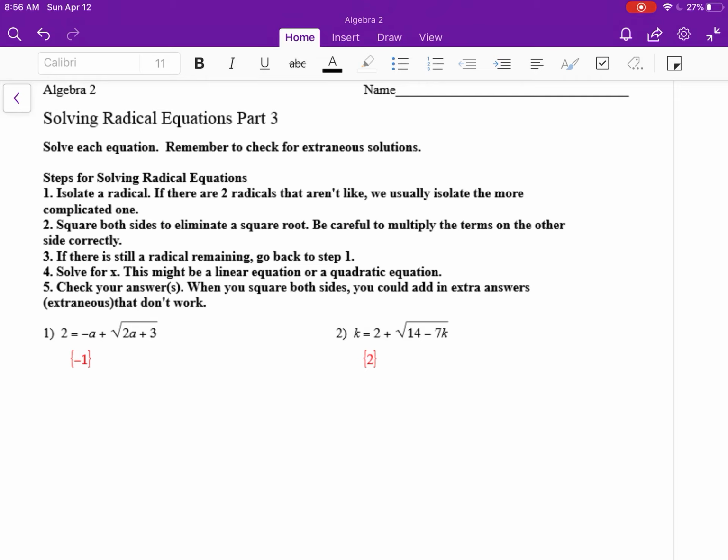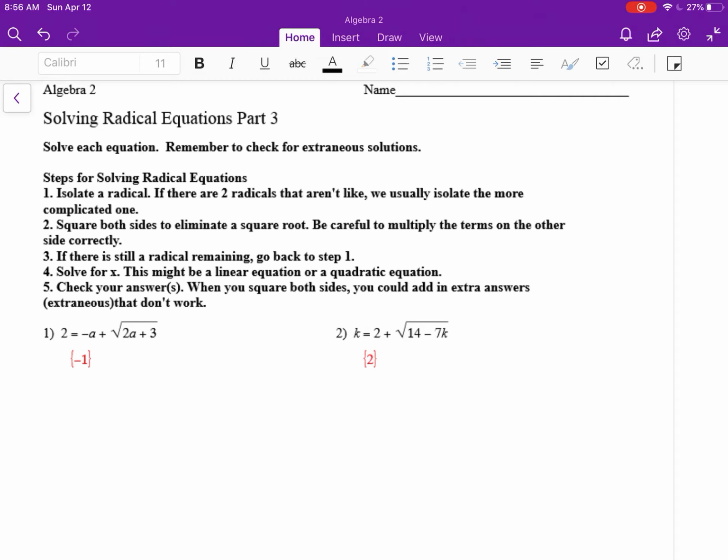So we're going to solve each equation. Here are the directions. Remember to check for extraneous solutions. Extraneous solutions can occur when you square both sides, because you could be bringing in an extra solution when you square both sides.